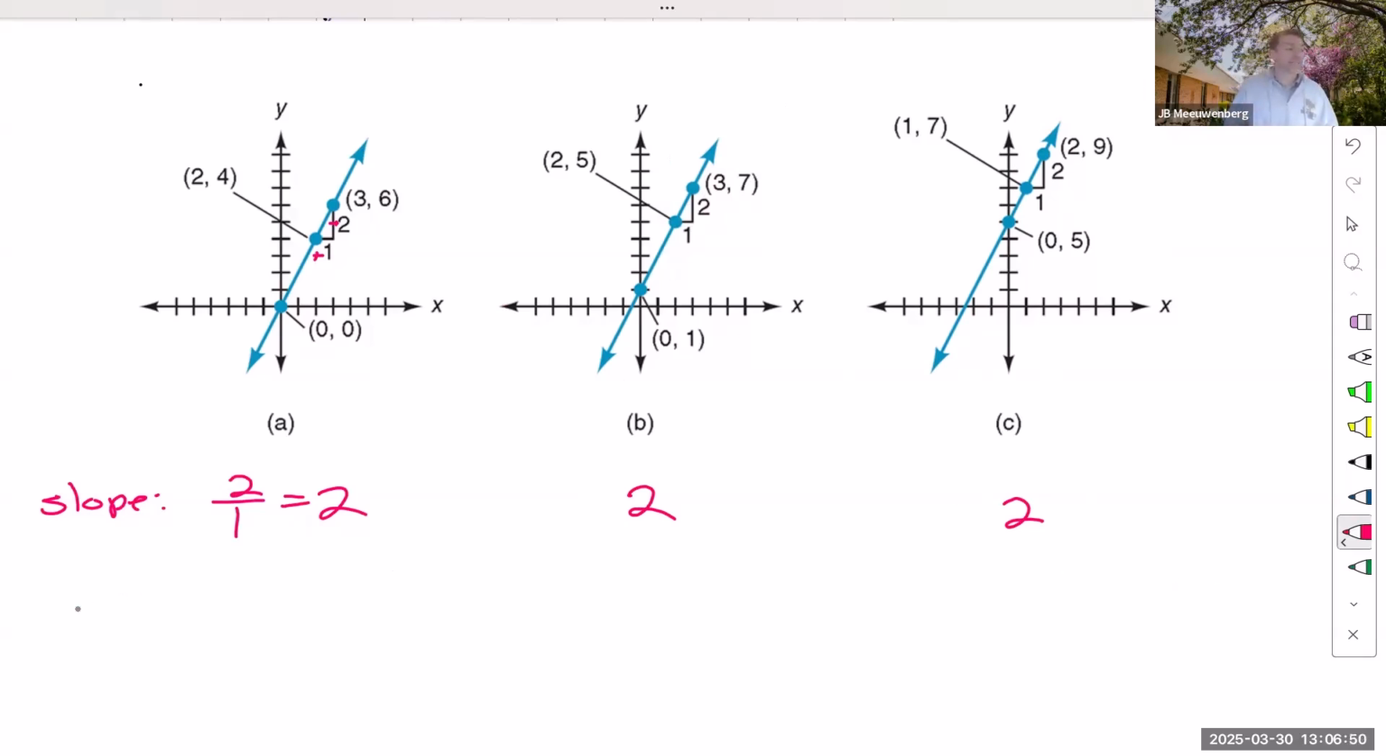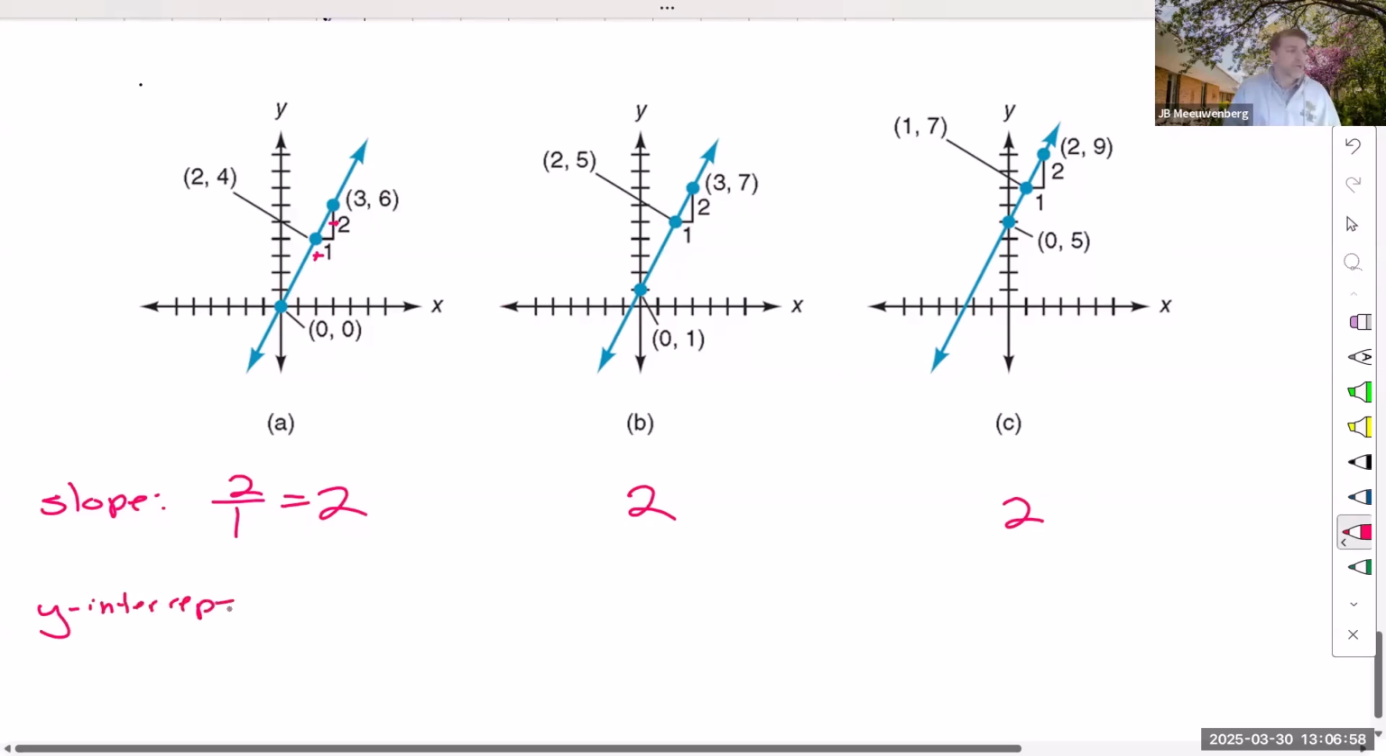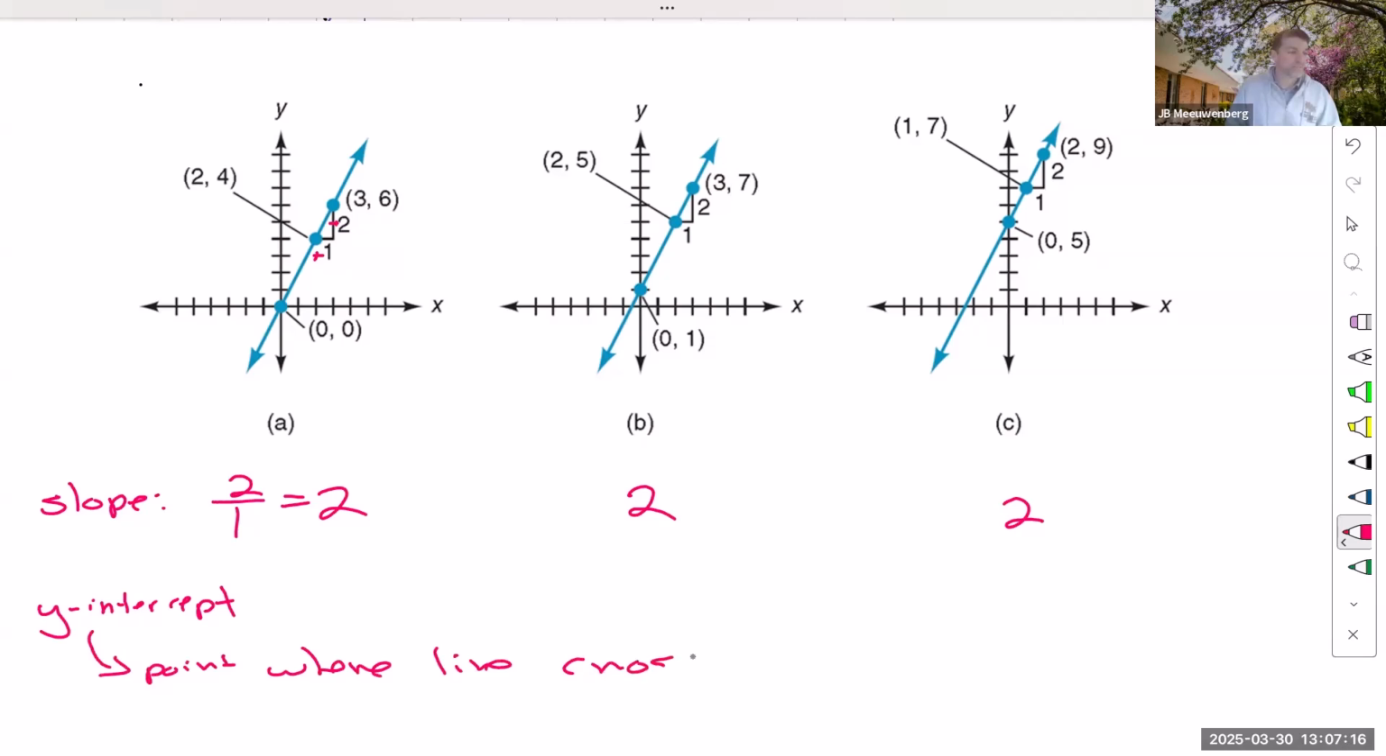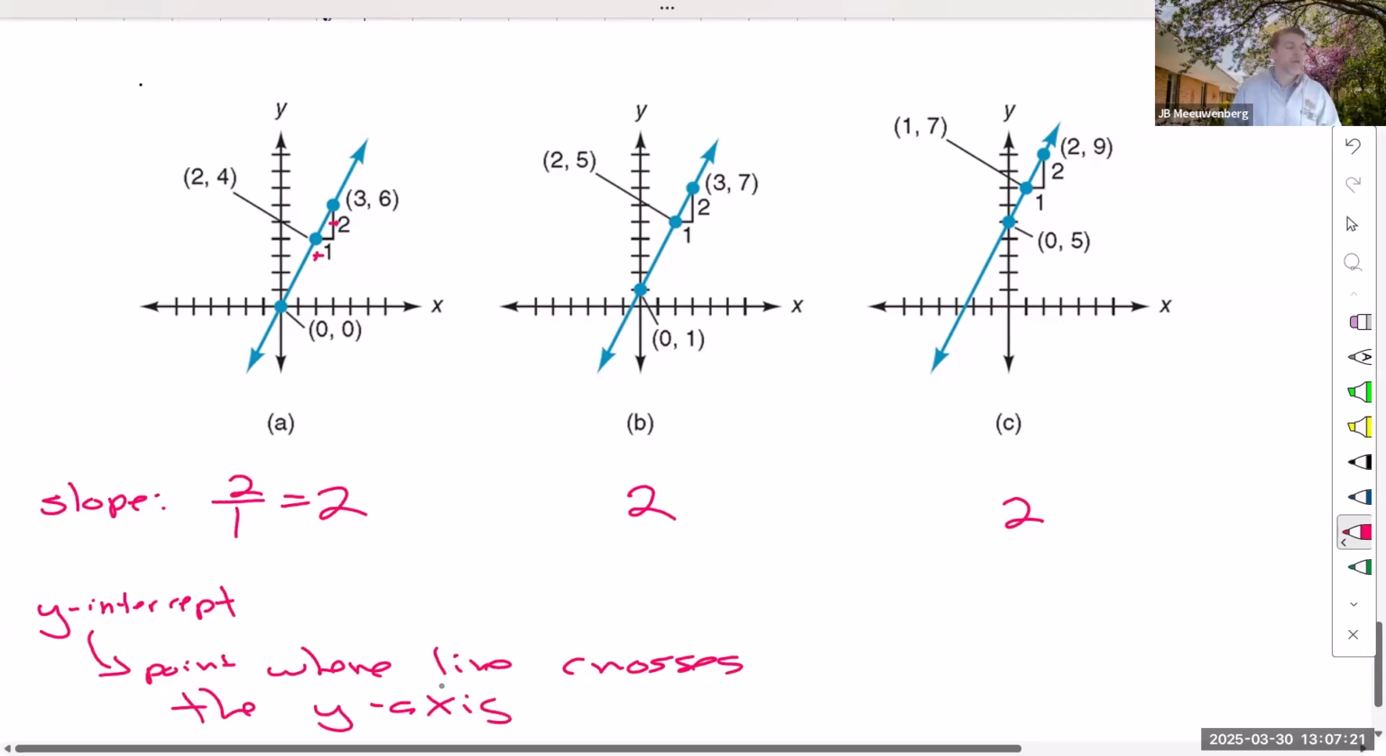The other thing we need to identify on each of these lines is what we call the y-intercept. So the y-intercept is a very specific point, and it's the point at which your line crosses the y-axis. So it's the point where the line crosses the y-axis. And those points have already been identified for you on these three lines.